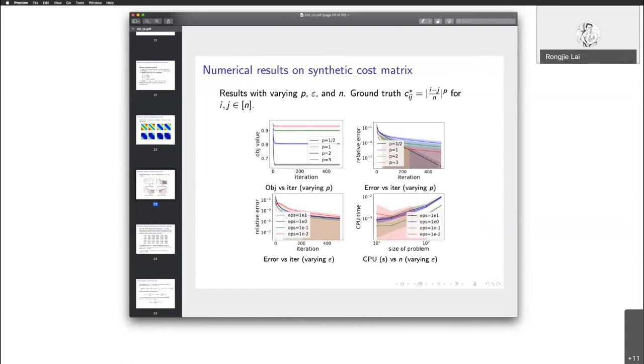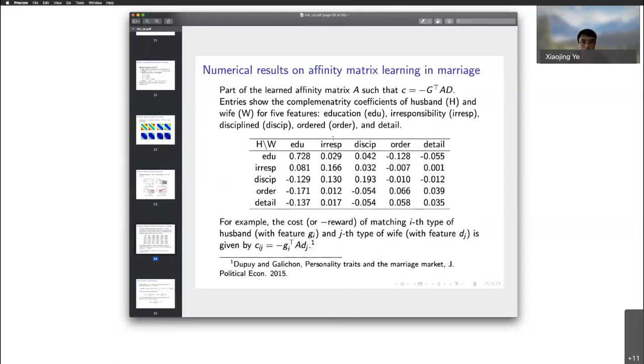Well, if you do the standard bi-level setting, the convergence probably is very difficult to achieve. I see. But here we can prove convergence, and the cost is still as low as the forward OT. Interesting. Yeah. This is the marriage data I mentioned earlier, and we recovered this cost matrix A.